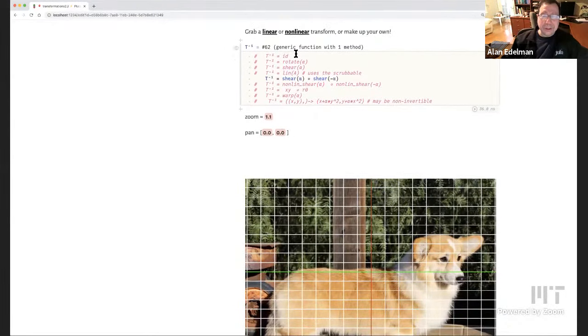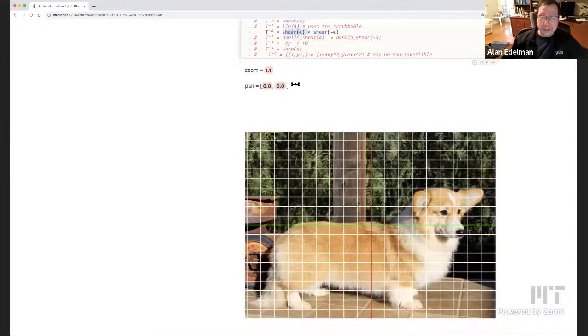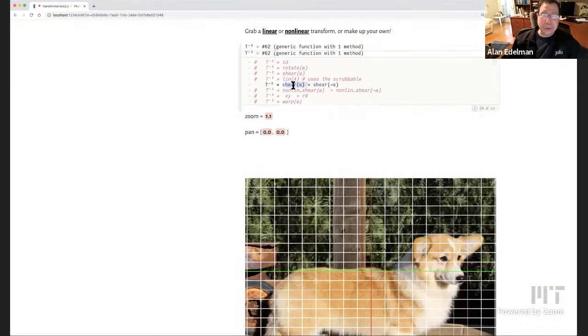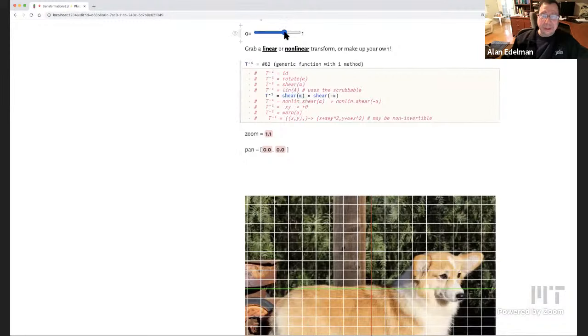Okay, so this goes from right to left. It says shear minus alpha and then shear alpha. And you'll notice that it doesn't do anything. No matter what I change alpha to, this operation and this operation cancel each other out. We say that these operations are inverses of each other. That's coming in this lecture as well.